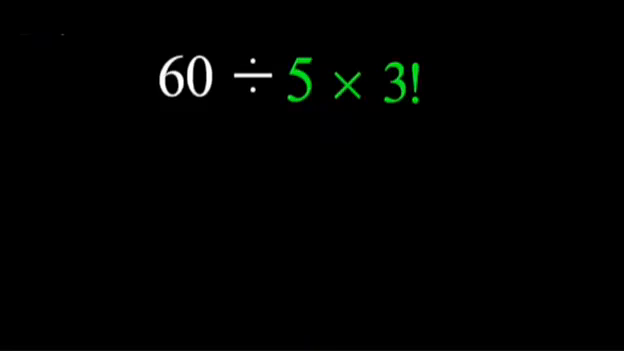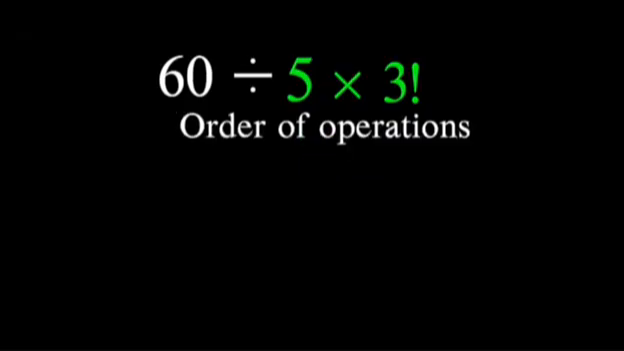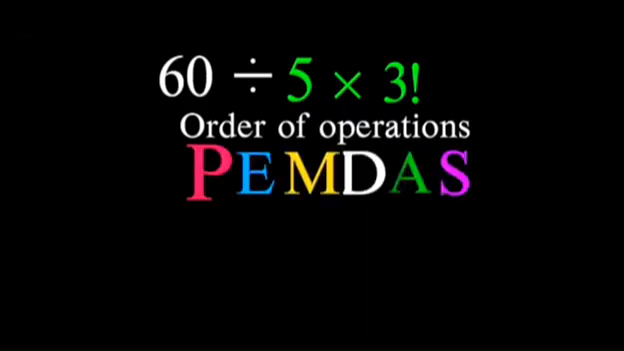Given the expression 60 divided by 5 multiplied by 3 factorial, at first glance, many people quickly say the answer is 2. But that is not correct. Whenever you see a math expression like this, you must follow one of the most important rules in mathematics, the order of operations, also known as PEMDAS.